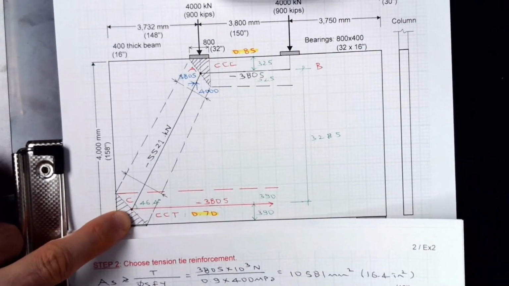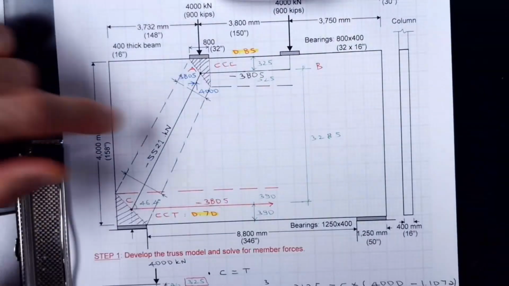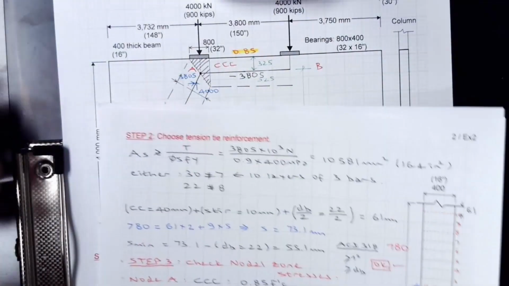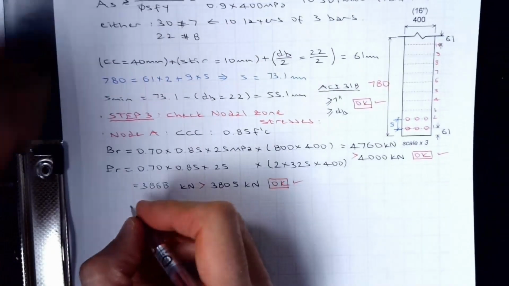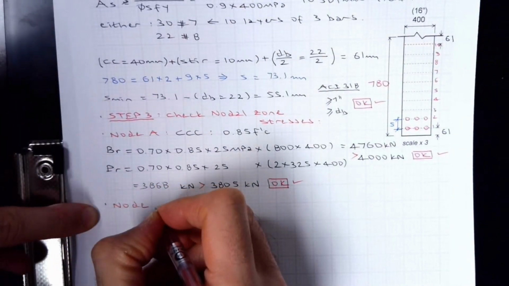Let's check node C. I'm only checking the horizontal tie. Step 4 would be the diagonal one. So if diagonal fails, it would fail, because if horizontal comes pretty close, diagonal usually fails. We'll see. We'll come to that in a minute. Let's check node C.